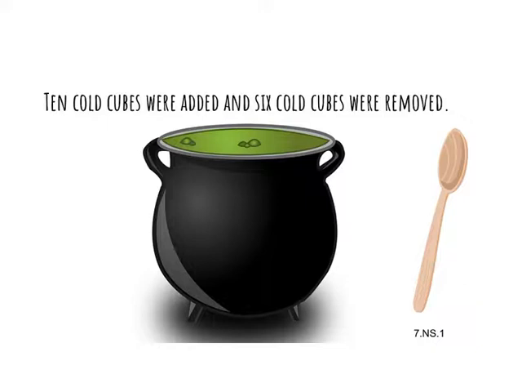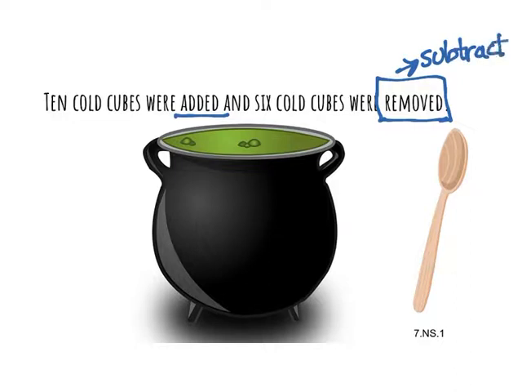Let's look at this problem here. It says 10 cold cubes were added and 6 cold cubes were removed. This is different, y'all. Removed. What does remove mean? It means subtraction. If you're removing something, you're subtracting it. So 10 cold cubes, we represent by a negative 10. And it says added, so we put that in. We don't have to put the plus sign because 10 cold cubes were added. Basically, we just added that negative 10 by putting it there. That was us adding it.